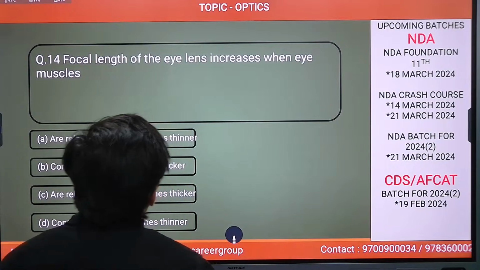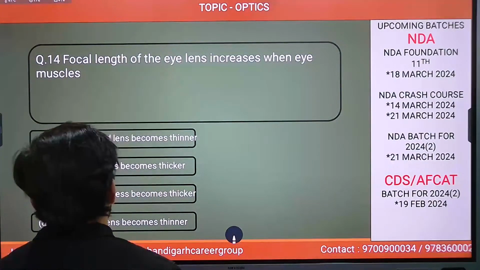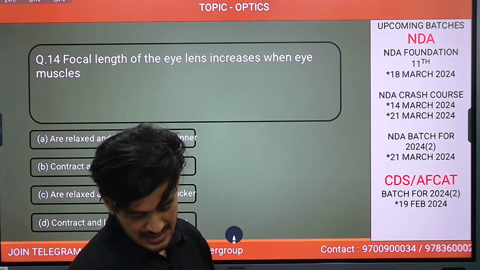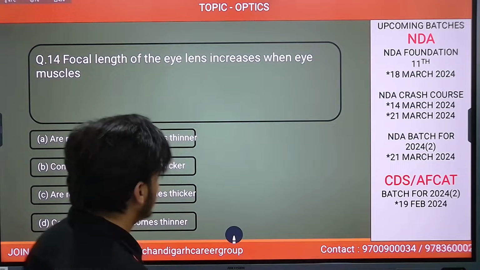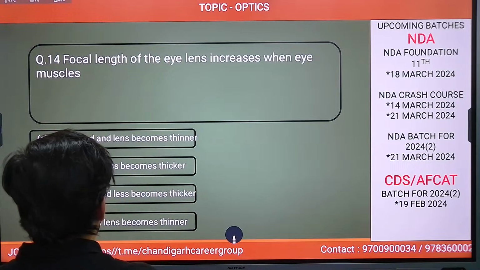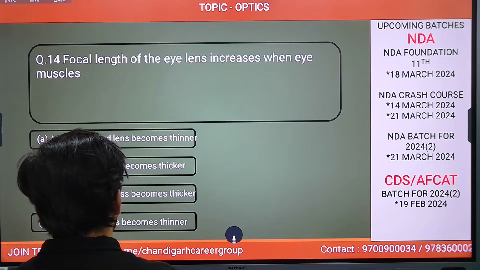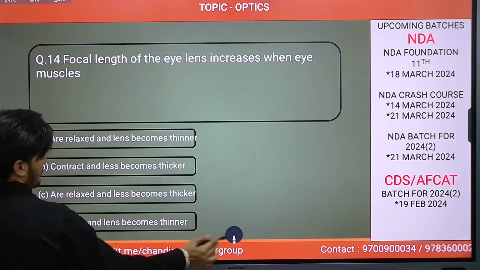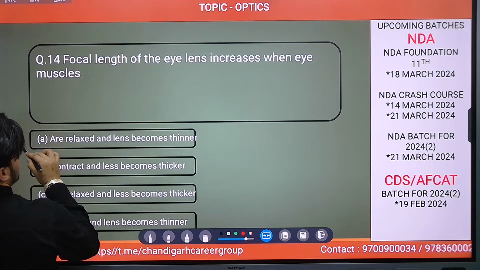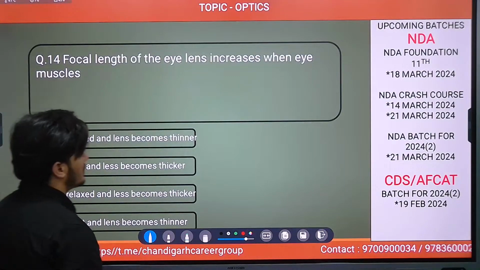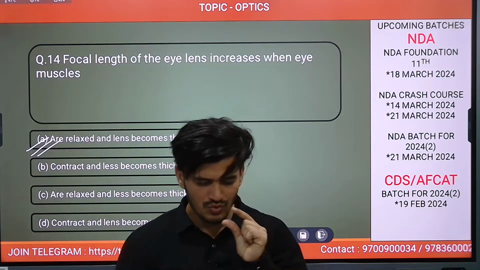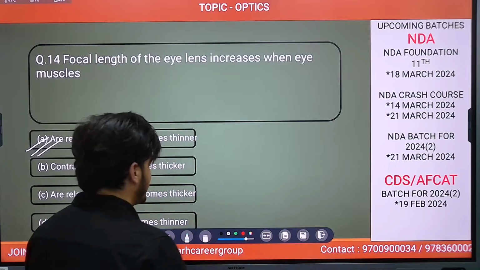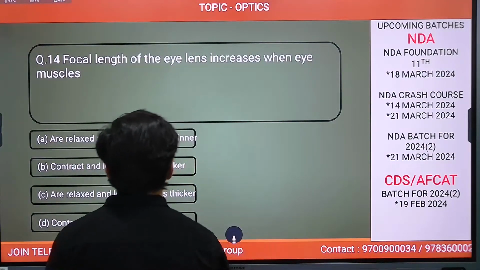Focal length of the eye lens increases when eye muscles. See, focal length जो है वो कब बढ़ती है? When eye muscle relax, lens becomes thinner, and when eye muscle contract, lens becomes thicker. This option A is factual है. जब अगर आप फोकल लेंथ बढ़ाओगे तो आंखों की मसल्स रिलैक्स हो जाती है और लेंस थोड़ा सा थिन हो जाता है. ठीक है जी, they become thin. चलिए let's move to the next one.